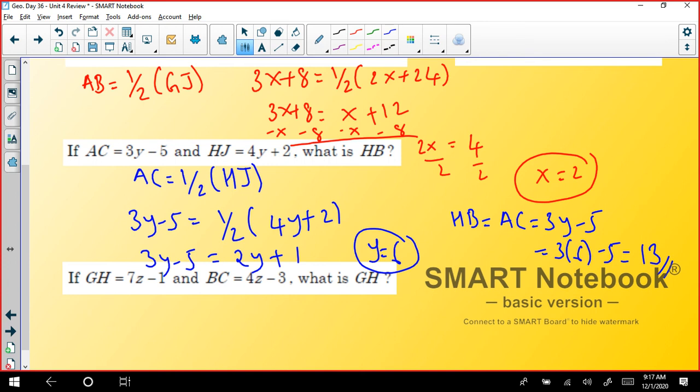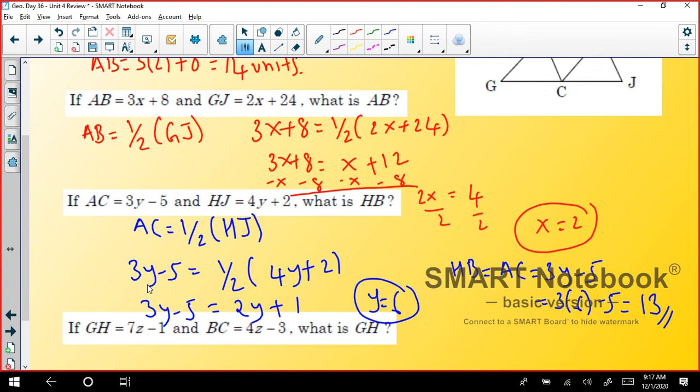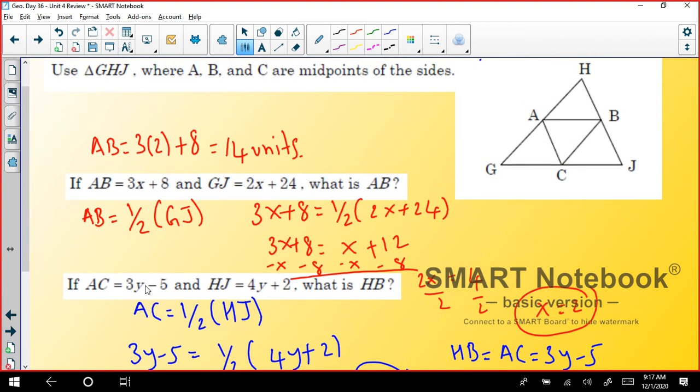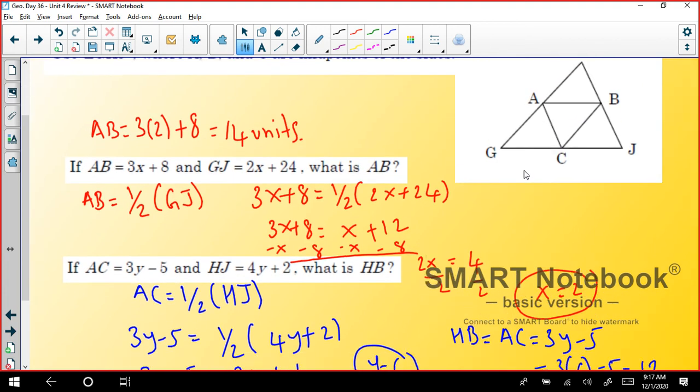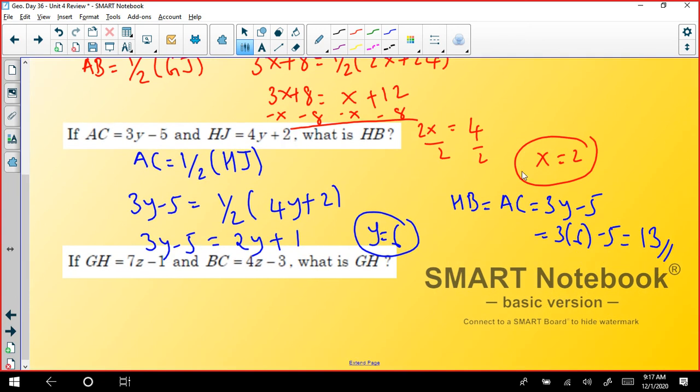Okay, let's see the last one. GH equals 7z minus 1 and BC equals 4z minus 3. Let's see how GH and BC are related. BC equals half of GH.